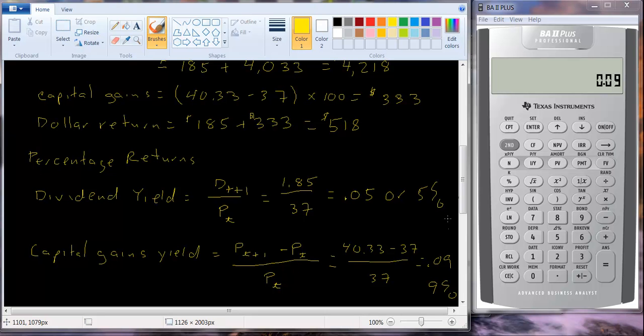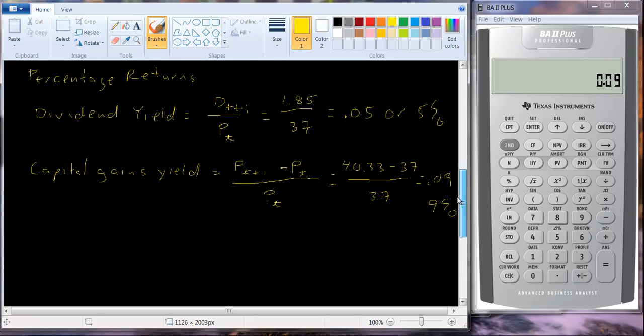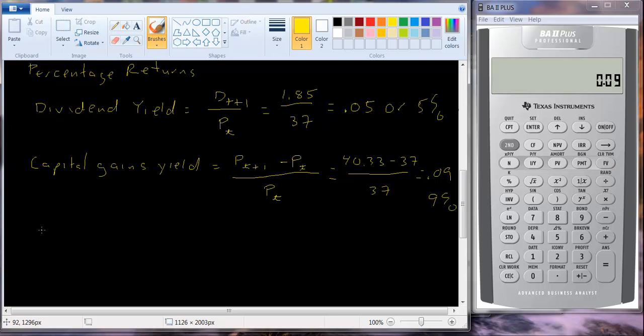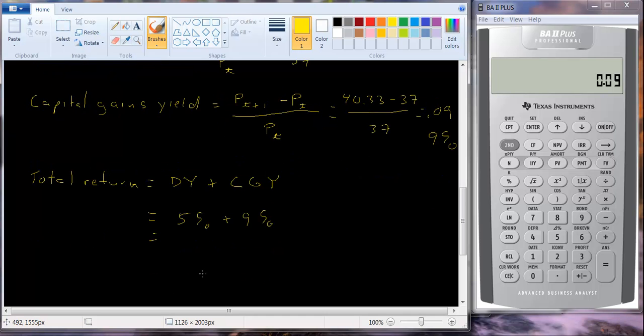All right, what's our total return? Our total return is the sum of the capital gains yield and the dividend yield. So our total return here is going to be equal to the dividend yield plus the capital gains yield. And in this case, it's going to be 5% plus 9%, which is going to be equal to 14%.